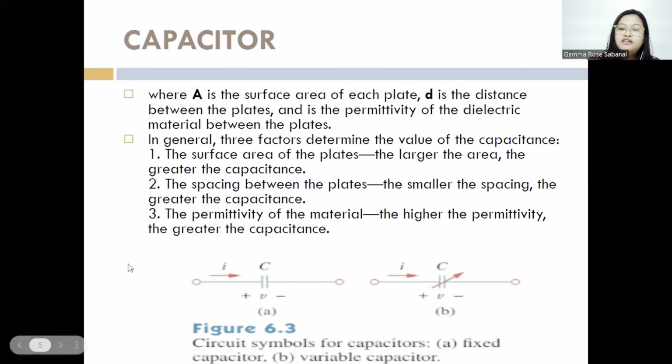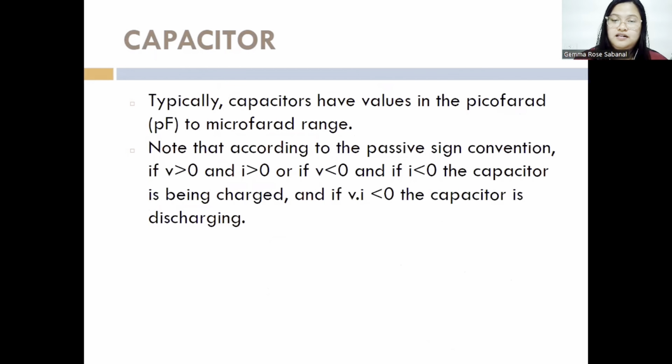In general, there are three factors that determine the value of the capacitance. First is the surface area of the plates, where the larger the area, the greater the capacitance. Second, the spacing between the plates: the smaller the spacing, the greater the capacitance. The third is the permittivity of the material: the higher the permittivity, the greater the capacitance. Typically, capacitors have values in the picofarad to microfarad range.